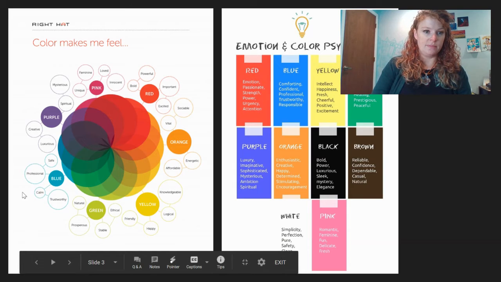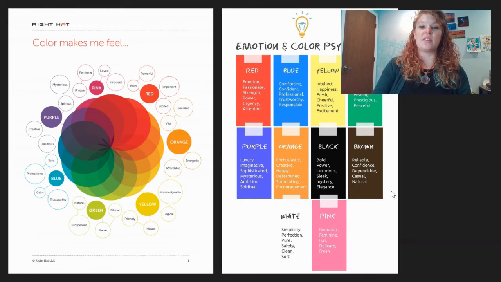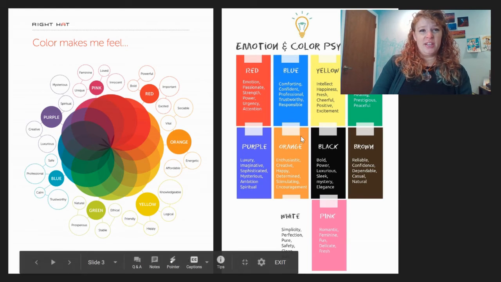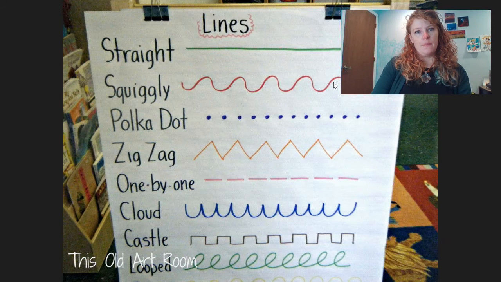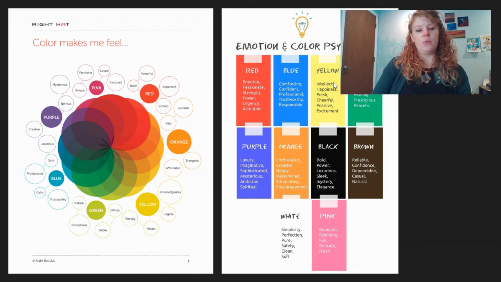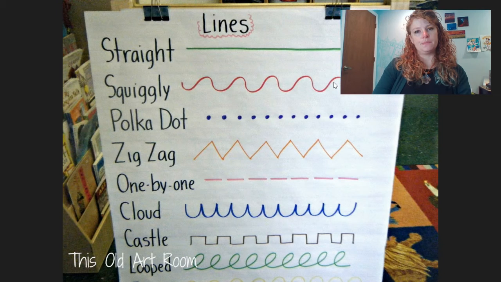Sometimes safe, calm. Green, natural, stable, okay? Yellow's friendly, okay? So these are just things that people usually have these feelings for, okay? Now, you don't have to feel these ways about these colors. Maybe you have a certain color that you really don't like. Or maybe you're just thinking about what that looks like. All right? But when we use color, we have to know that color can really affect our emotion.